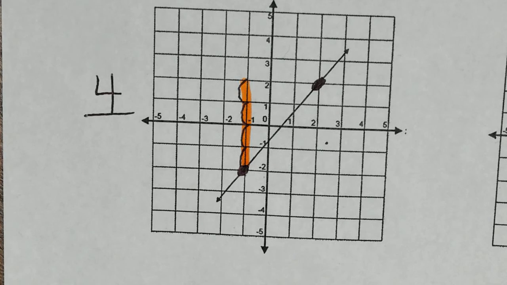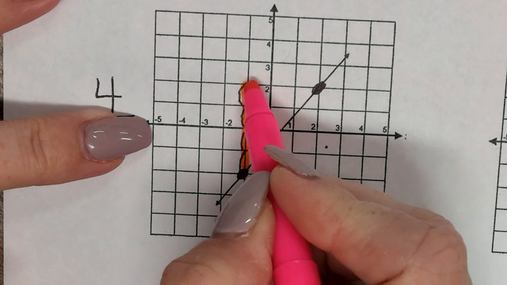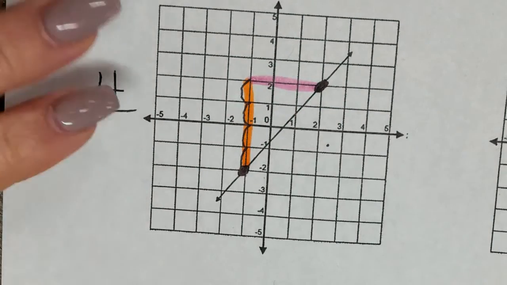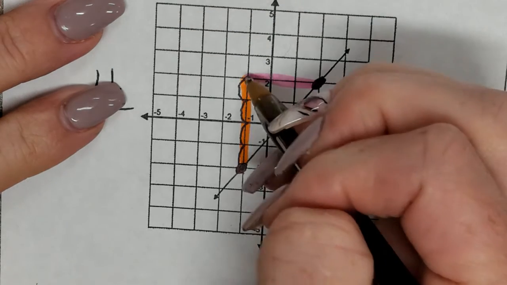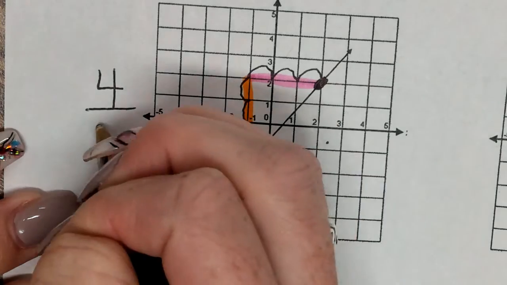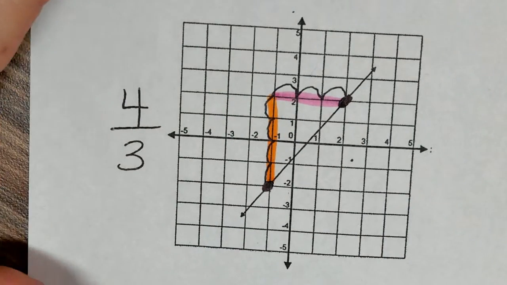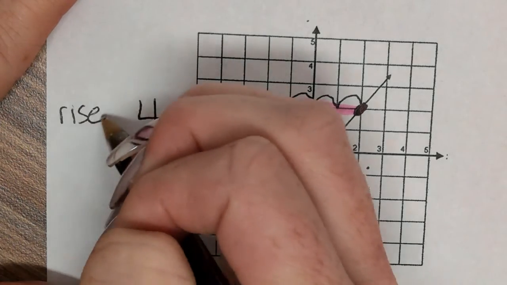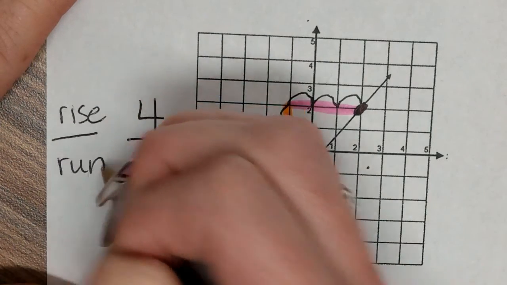Now you need the run. The run means from where you left off, how far does it take you to get to the new dot? And you count the squares. 1, 2, 3. That's your bottom number. And that is it. This is called rise over run.